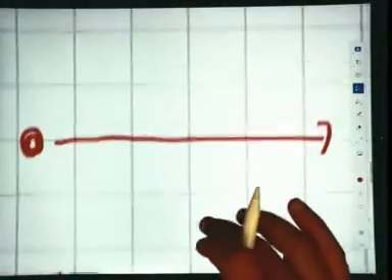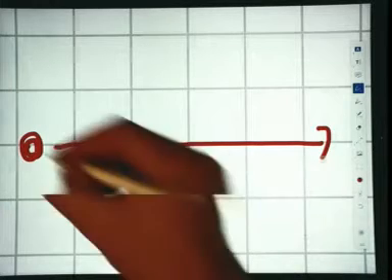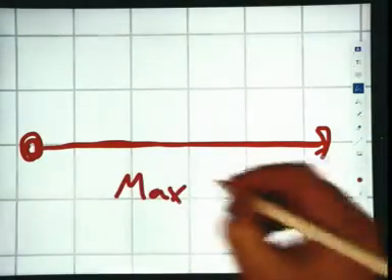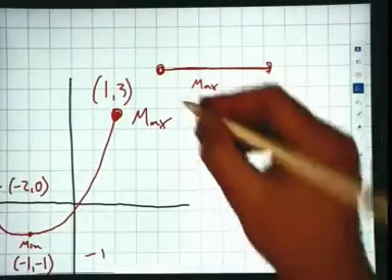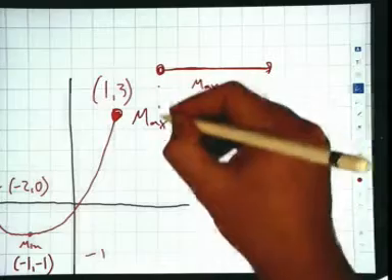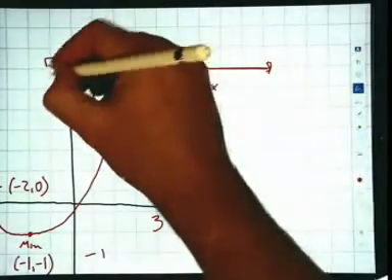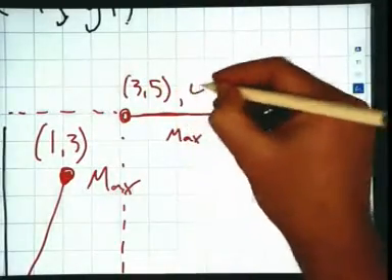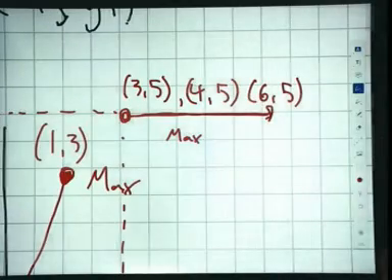And then right here, again, if I were to look at this, this is like the Great Plains of West Texas. I mean, this is as high as we get out here, for as far as the eye can see. So this is a max. And where is this at? If you look at where the graph starts, if you come down here, that's at 3. And this point right here is 5. So, I mean, you have an infinite number of things like (3, 5), and then (4, 5), and then (6, 5).